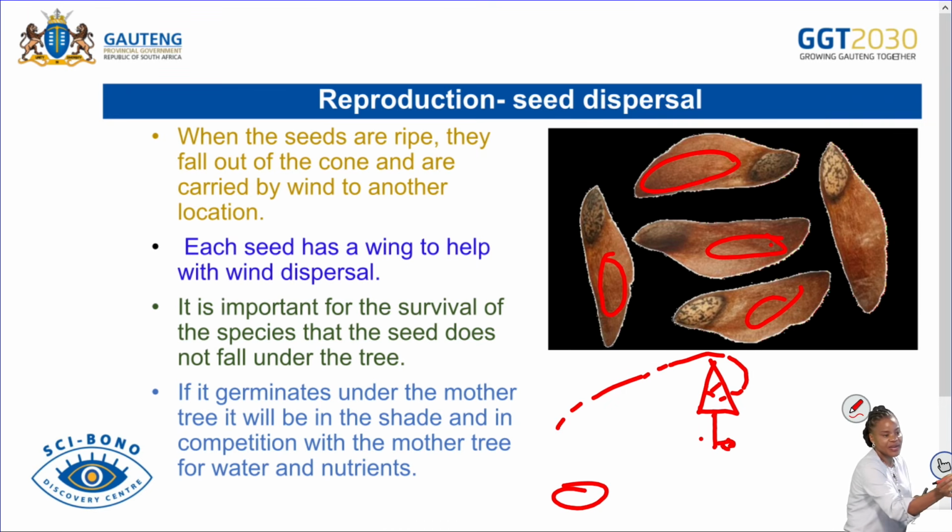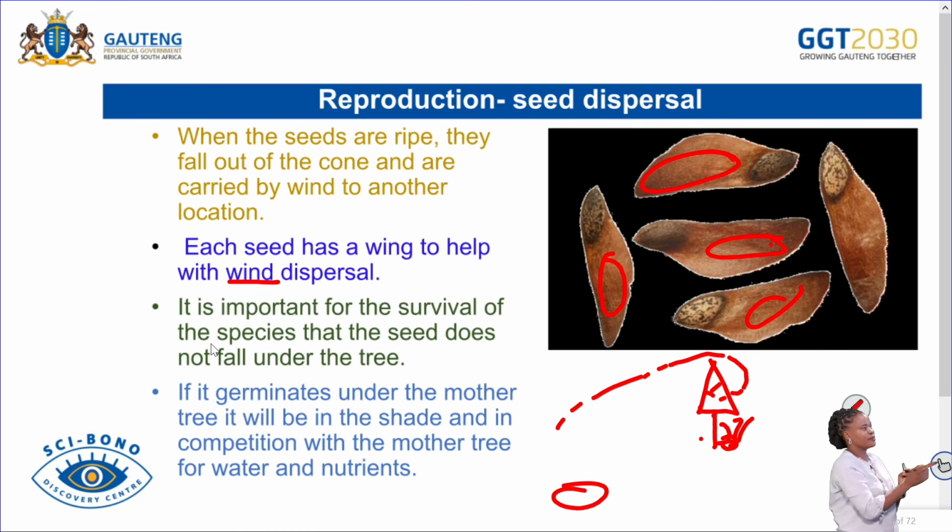Now if they fall here, it means that they will develop, or they will grow near the mother. So there will be competition. In other words, they will both fight for the available water. So it's better for them to be dispersed away from their mother. So each seed has a wing to help it to fly. It will fly. And then how so? By means of the wind.